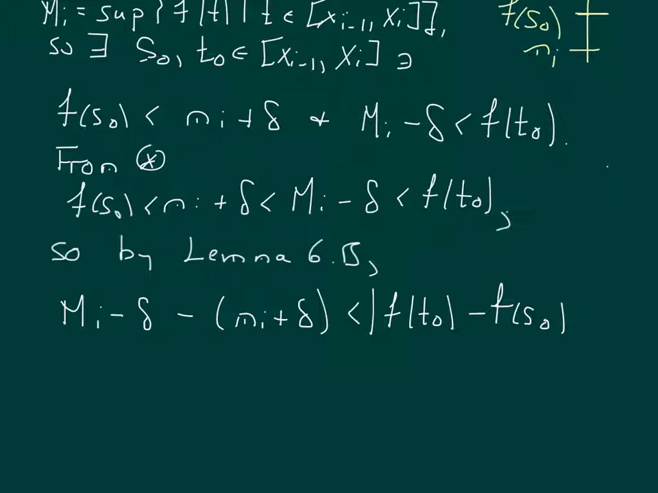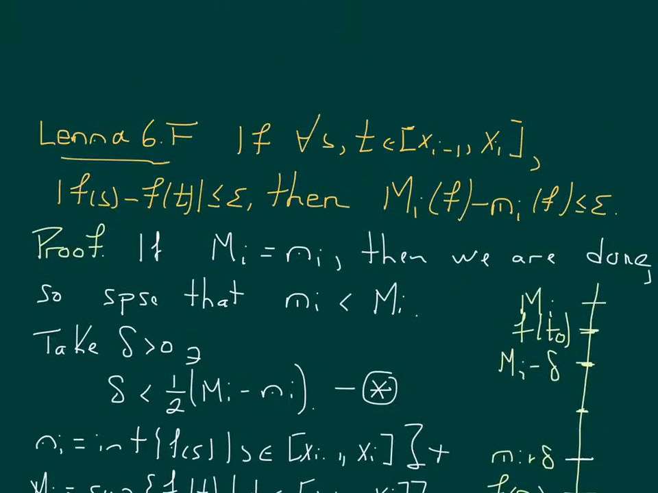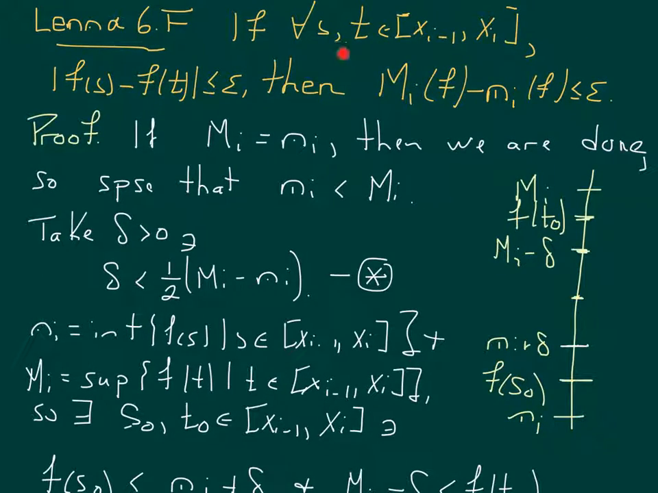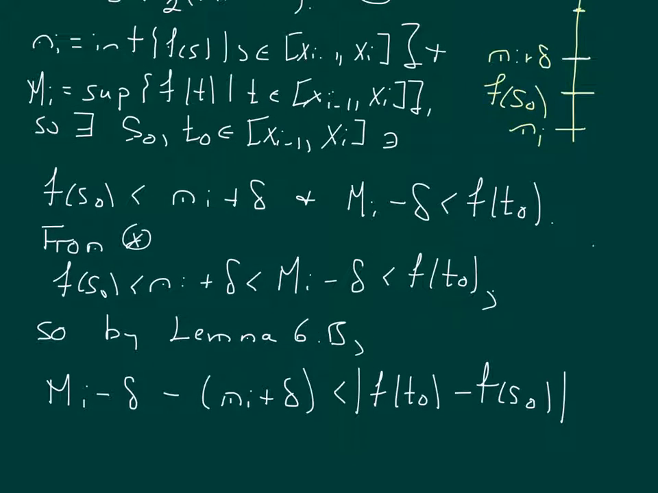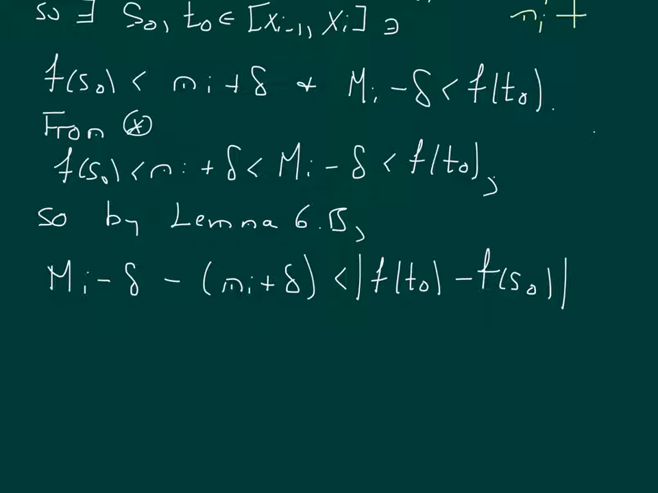And now, let's go up and remember what we're assuming. We're assuming here that for any s and t in the ith subinterval, this distance here is less than or equal to epsilon. So that means that in particular, the distance between these two guys is less than or equal to epsilon. And so we rearrange this, and we'll have that capital M sub i minus little m sub i minus 2 delta is less than or equal to epsilon, and then adding 2 delta to both sides we get that it is less than or equal to epsilon plus 2 delta.